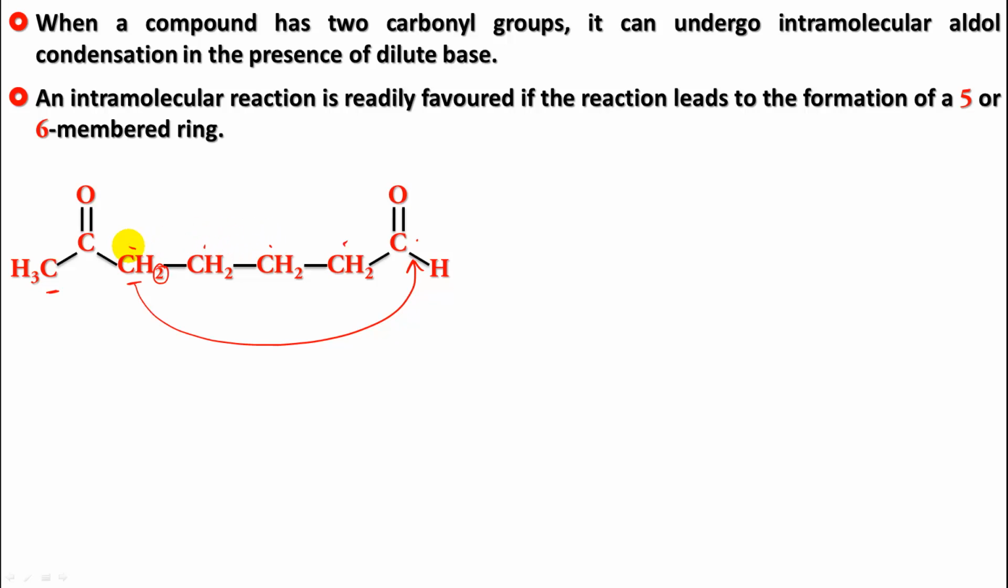Whereas if this alpha H is lost and this attacks this carbon, I get 1, 2, 3, 4, 5, 6, 7 membered ring. And we know that a 5 membered ring is far more easily formed compared to a 7 membered ring because of the proximity of the atoms. So in this particular case, we're going to get a 5 membered ring aldol product.